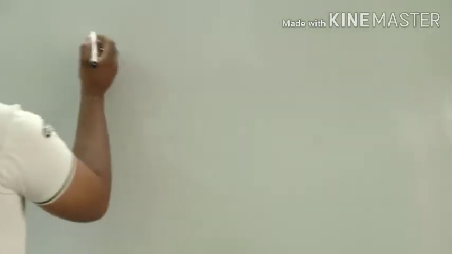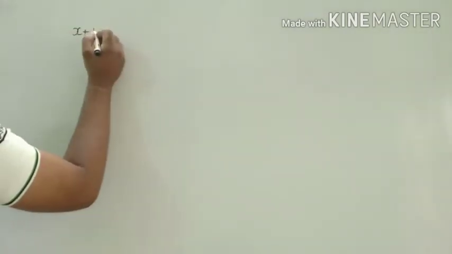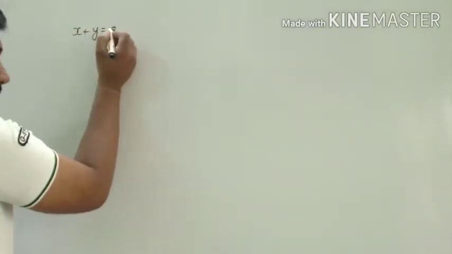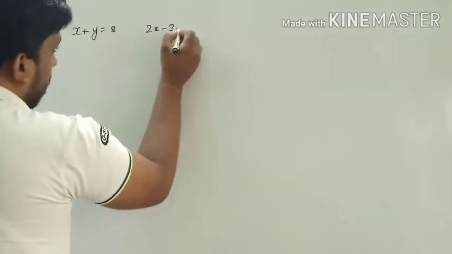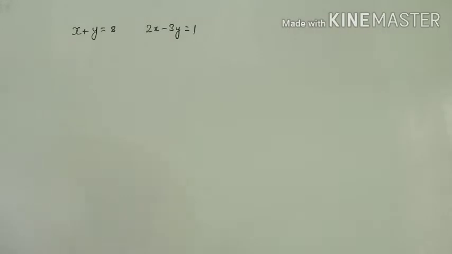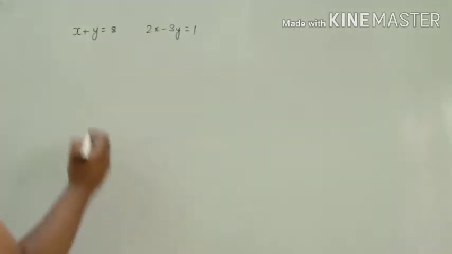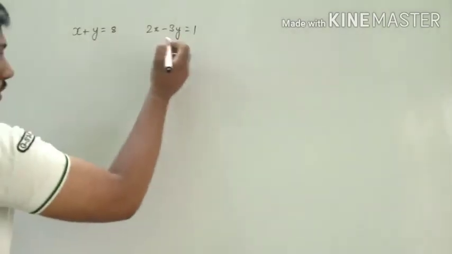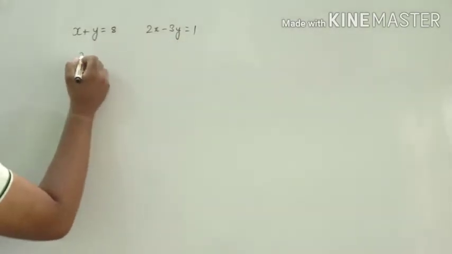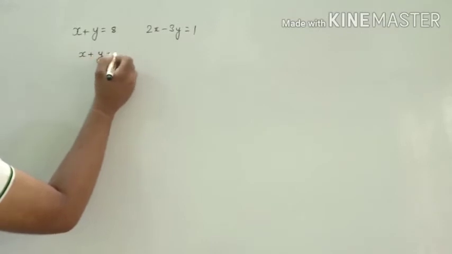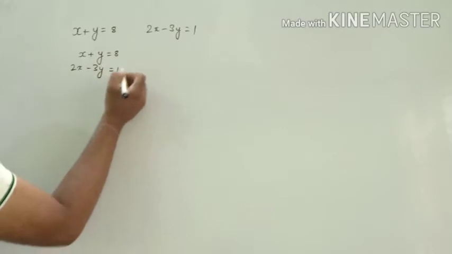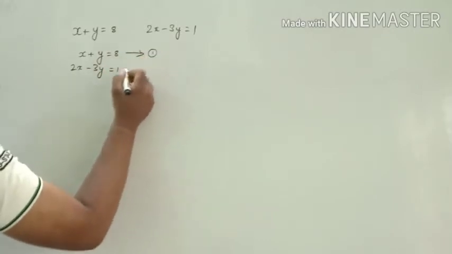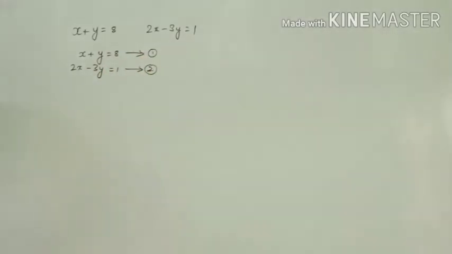So let me take a problem, that is x plus y is equal to 8 and 2x minus 3y is equal to 1. This is a pair of linear equations with two variables. So first thing, I am going to consider these two equations. That is x plus y is equal to 8 and 2x minus 3y is equal to 1. This one I am going to take as equation 1 and this one as equation 2.